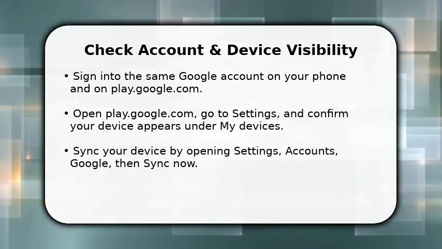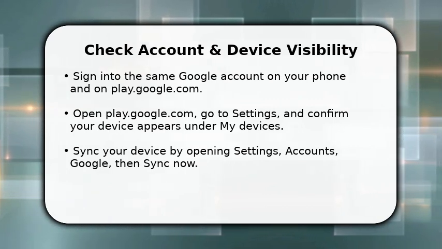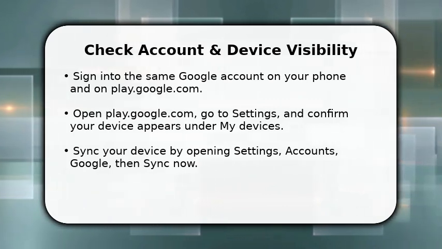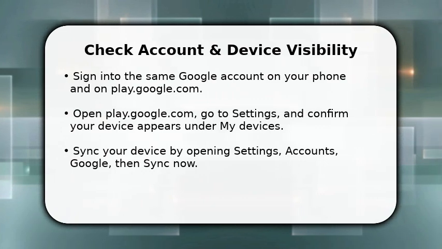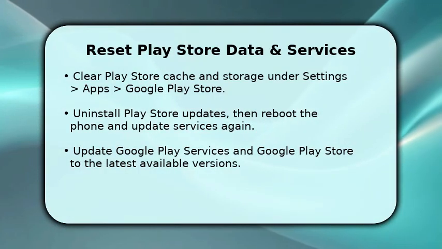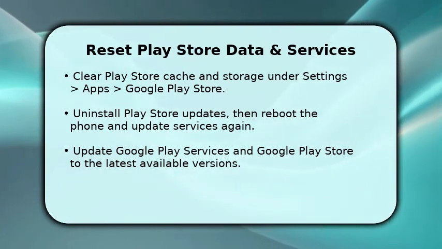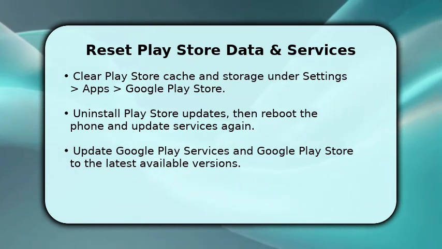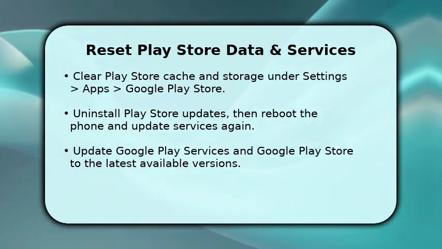On the phone, open Settings, Accounts, Google, then Sync Now. Wait 2 minutes for the cloud to update and then refresh the Play Store web page. Open Settings, Apps, Google Play Store and choose Storage and Cache. Tap Clear Cache and then Clear Storage to reset the app.